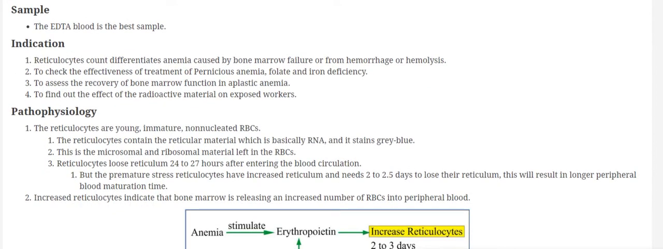Now, reticulocytes are young, immature, non-nucleated red blood cells. Reticulocytes contain reticular material, which is basically RNA, and it stains gray-blue.